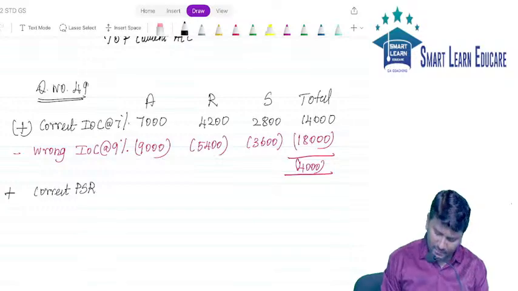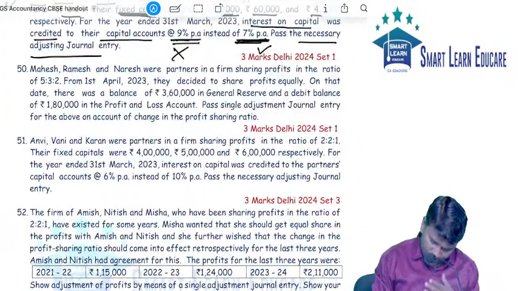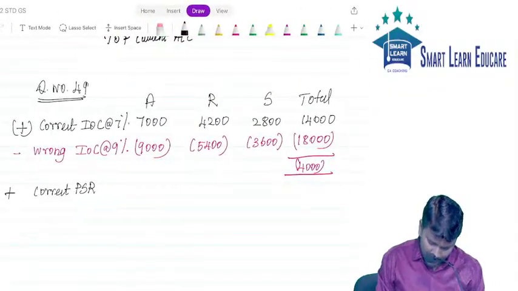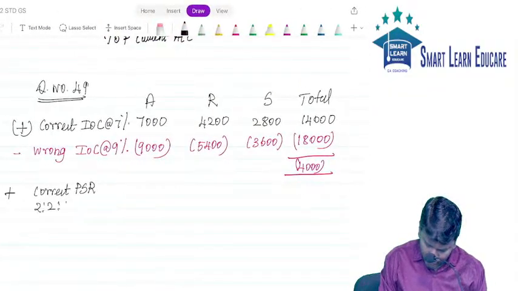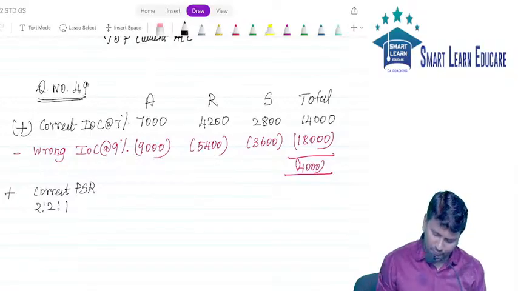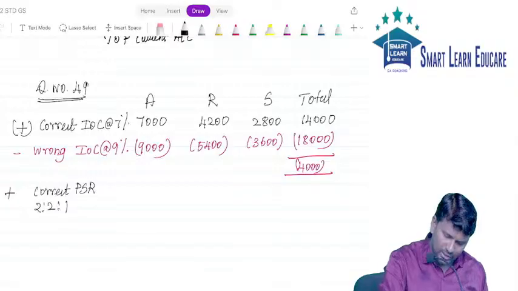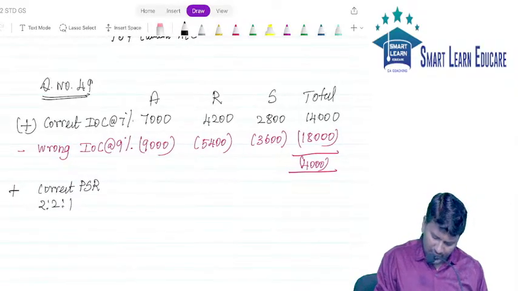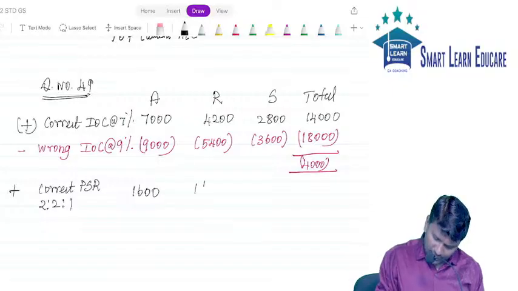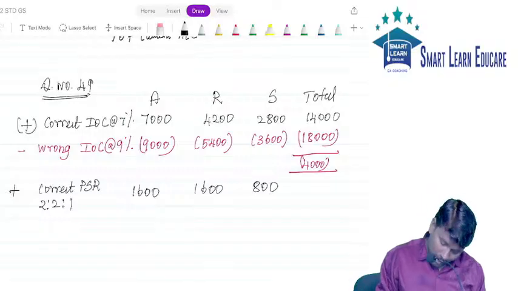What is the correct profit sharing ratio? The question has given the profit sharing ratio. What is the profit sharing ratio? 2:1. So if we divide by the correct profit sharing ratio 2:2:1, tell me, 4,000 you share in the ratio of 2:2:1. So 4,000 divided by 5, 800. 800 into 2 will give you 1,600. And 800 into 2, 1,600. 800 into 1, 800.